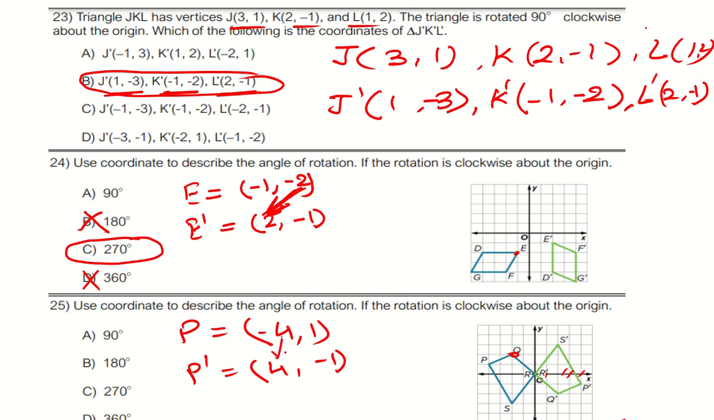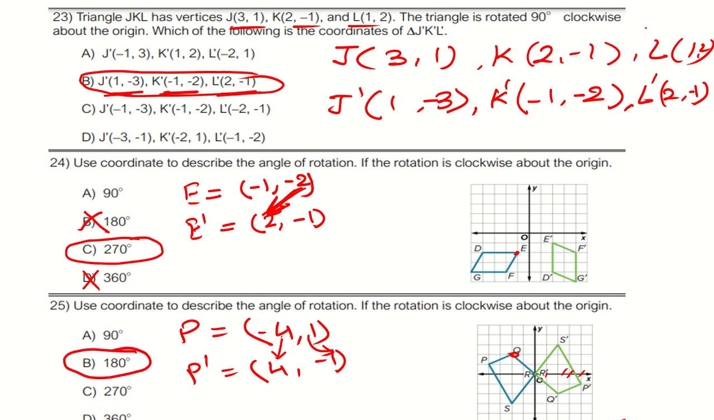Here it is 4, here it is 4, here it is 1, here it is 1. So the values of x and y are not changed, only their signs are changed. Here it was negative, here it becomes positive. Here it was positive, here it becomes negative. So the answer is 180 degrees.